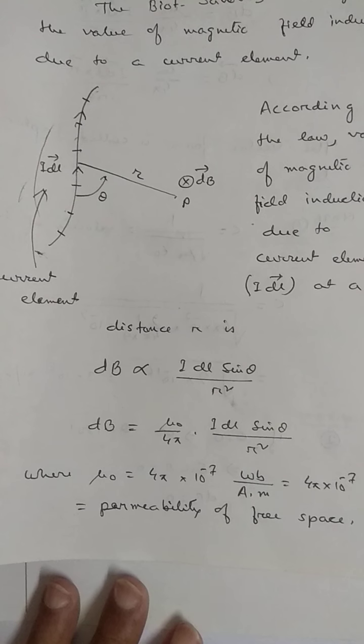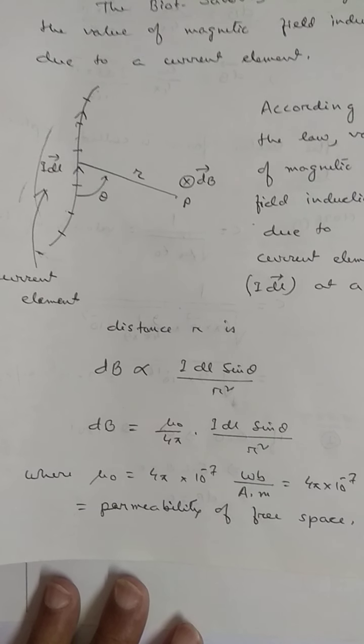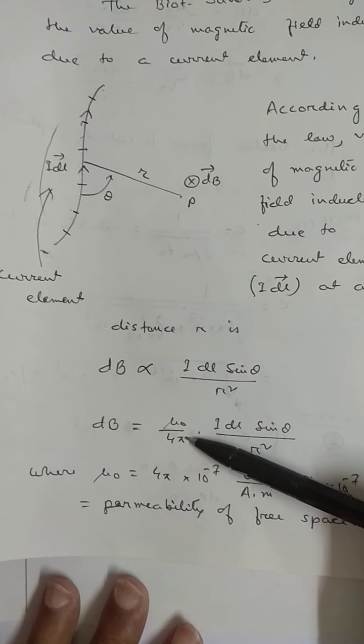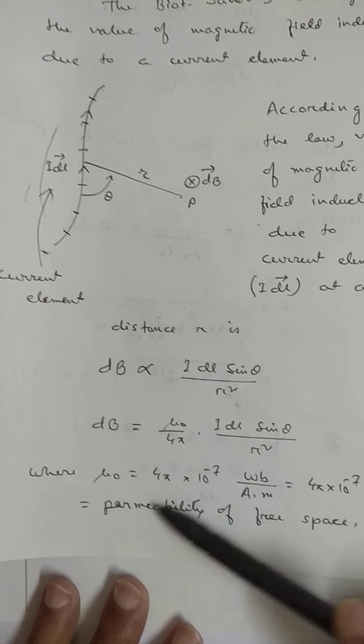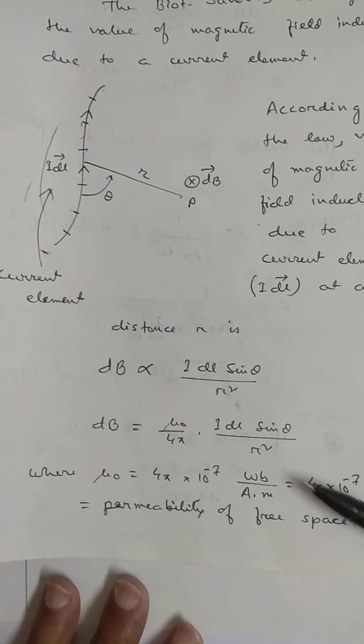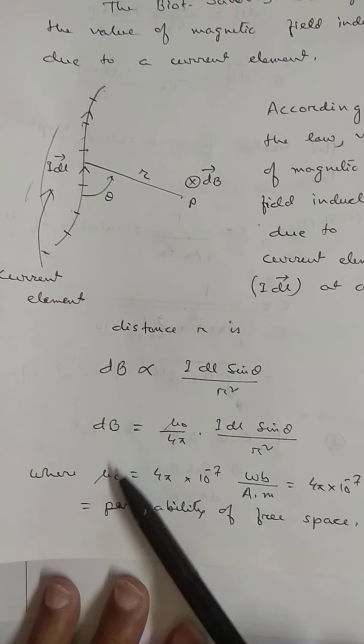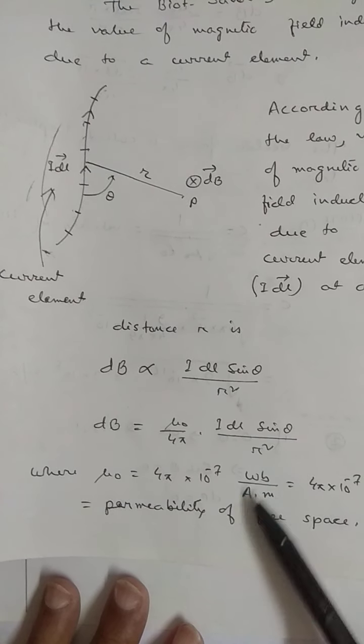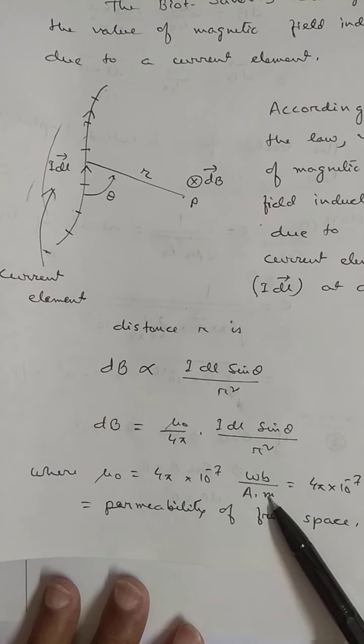In electrostatics, when you write Coulomb's law, can you remember this proportionality constant is 1 by 4 pi epsilon 0. What is epsilon 0? That is actually the permittivity of free space. What is the value of mu 0? 4 pi into 10 to the power minus 7 Weber divided by ampere meter.